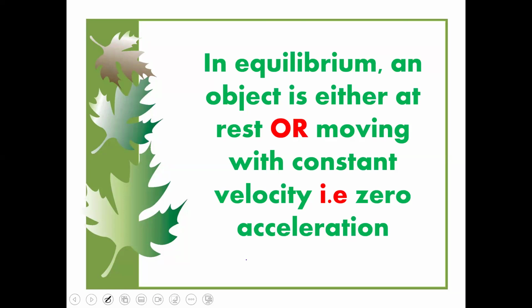When something is in equilibrium, it will be either at rest or moving with constant velocity. If something is in equilibrium, either it is not moving at all, it is at rest. Second, it's moving with constant velocity.